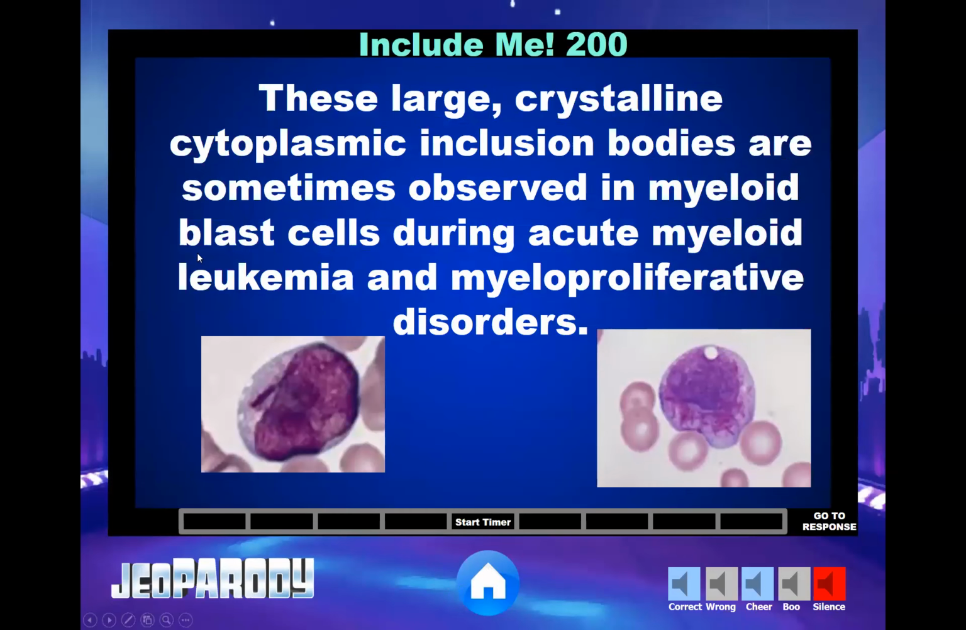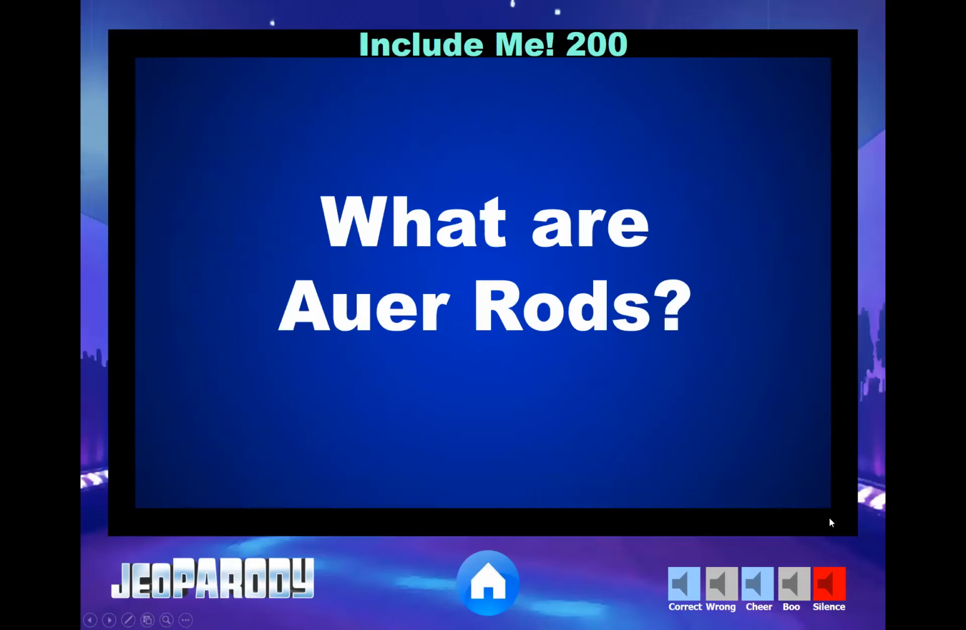These large crystalline cytoplasmic inclusion bodies are sometimes observed in myeloid blast cells during acute myeloid leukemia and myeloproliferative disorders. Hey, Emilio, very quick to respond, and he is correct. These are our rods. What are our rods?